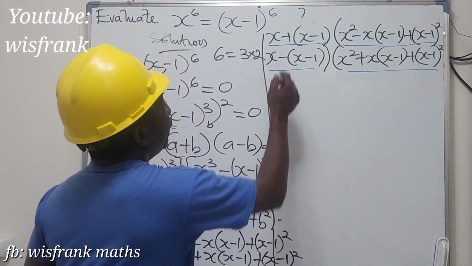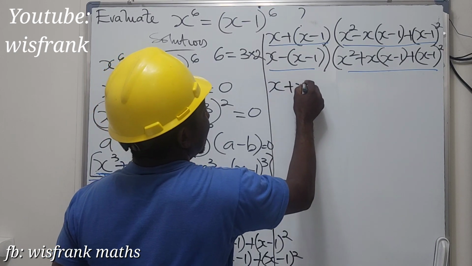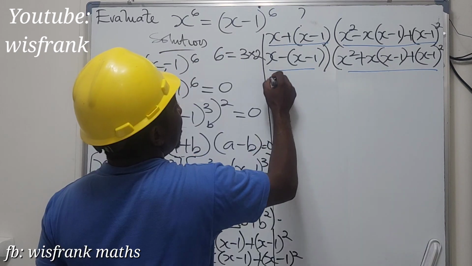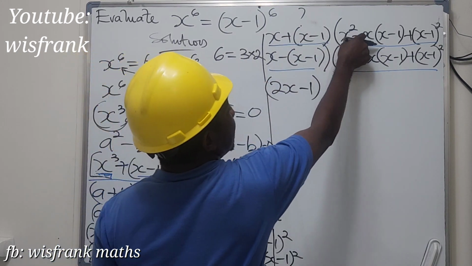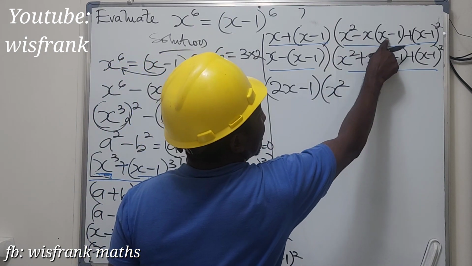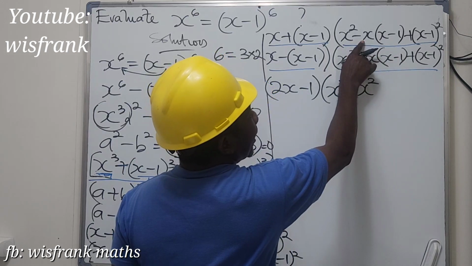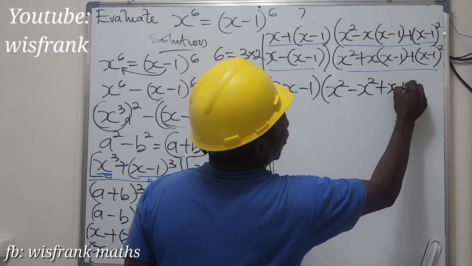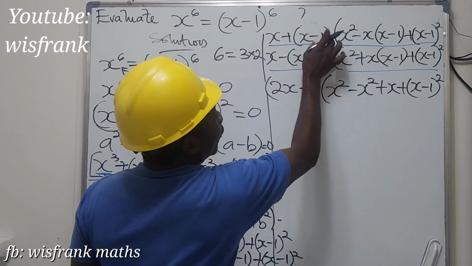So in that case, the first one is going to be, let's expand it. We have x plus x minus 1. This becomes 2x. That means 2x minus 1. That is for the first one. Then this second one, we have x squared. We have minus x times x, we have minus x squared. Then we have minus x times minus 1, we have plus x. Then we have plus x minus 1 all squared. So that is what we have for the second one.